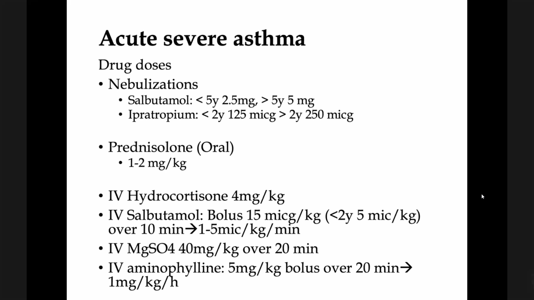Ipratropium, so generally ipratropium is initially given mixed with salbutamol in the 3 back-to-back nebulizations. So less than 2 years dose is 125 mics, that is 0.5. If they are more than 2 years, you can go to 250 mics, that is 1 ml. Prednisolone dose, usually we give a higher dose, 2 milligram per kg. Hydrocortisone dose, you need to know, 4 milligram per kg every 6 hourly.